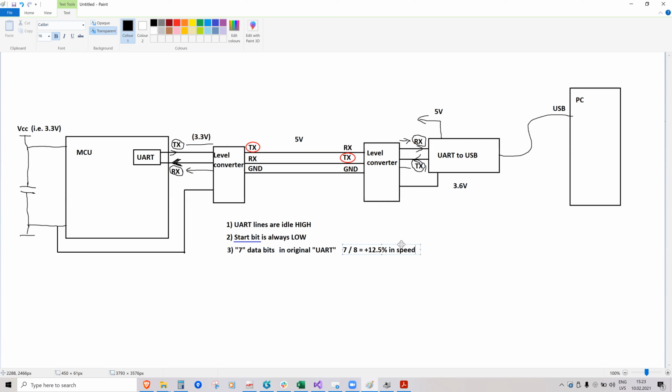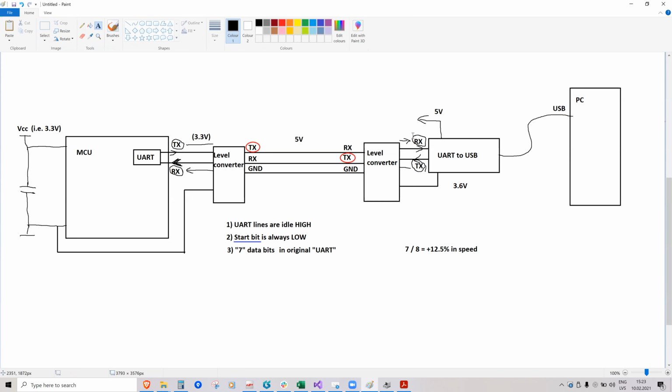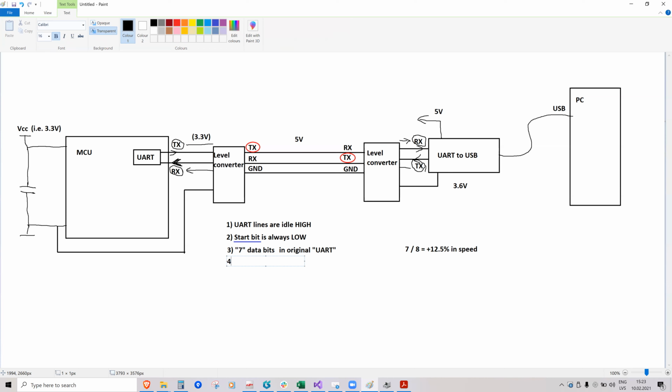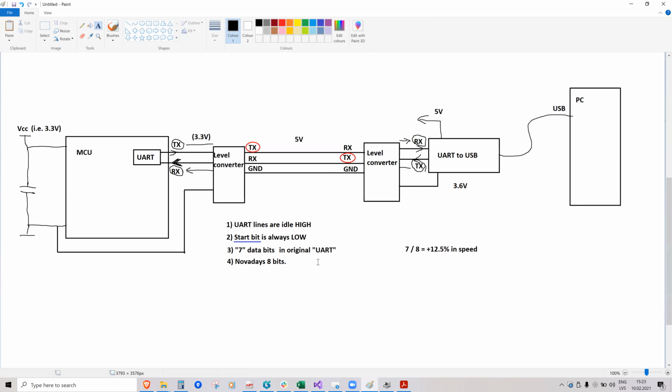Of course, nowadays, to send data over the internet, people are using Ethernet. So UART isn't really used for that anymore. Nowadays, people are practically always sending 8 bits. Usually all communication uses just 8 bits and that's it.